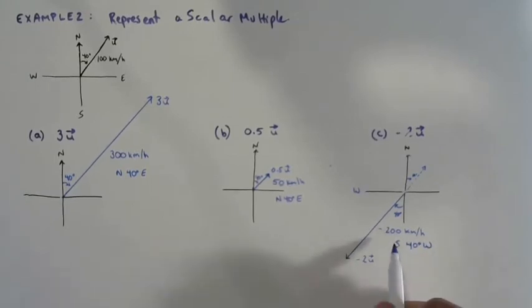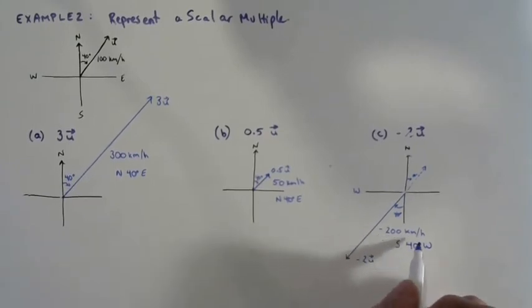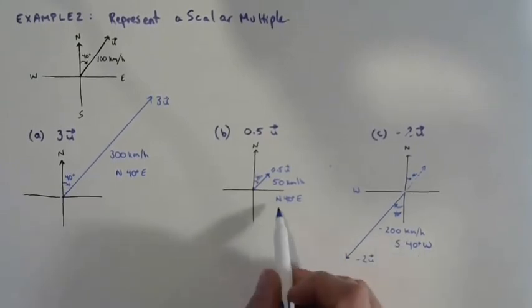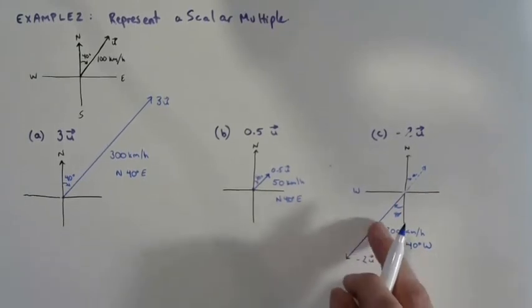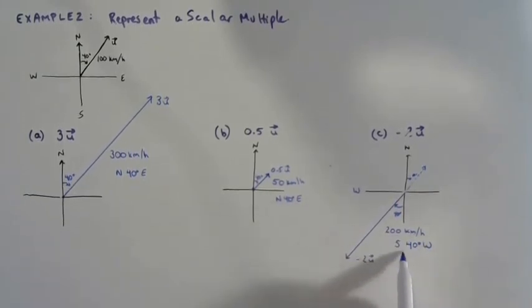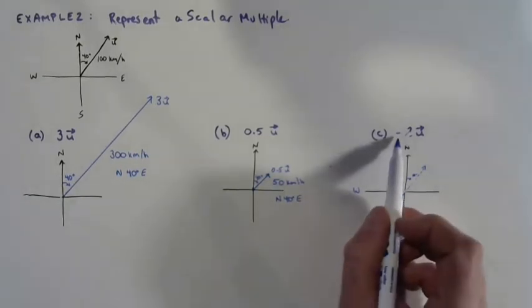I guess we don't actually need, the velocity would be negative 200 kilometers an hour if our direction was still north 40 east, but we've changed the direction, which means we're just heading 200 kilometers an hour in this direction, so I don't actually need that negative 200 negative sign in front of it. I'm going 200 kilometers an hour in this new direction. This new direction explains the negative symbol here.